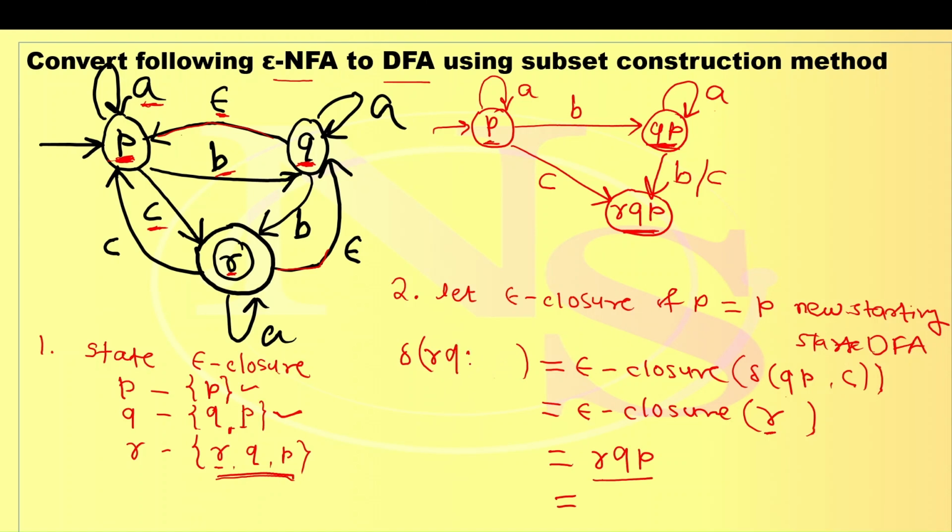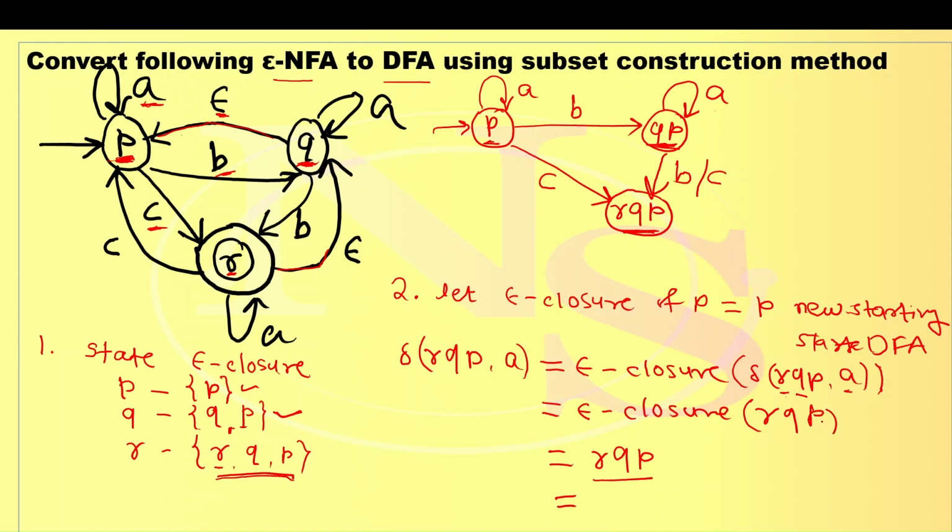Transition for RQP for symbol A, and find the transition for the symbol A. RQP for symbol A, then epsilon closure of delta(RQP, A). It means what? R state reading A going to R itself. Q state reading A going to Q itself. P state reading A going to P itself.